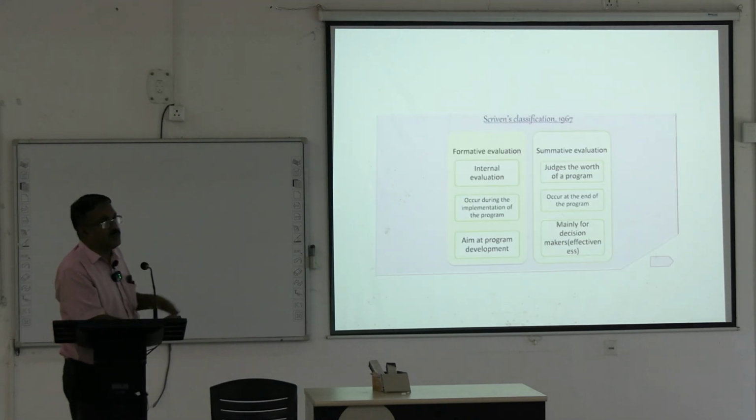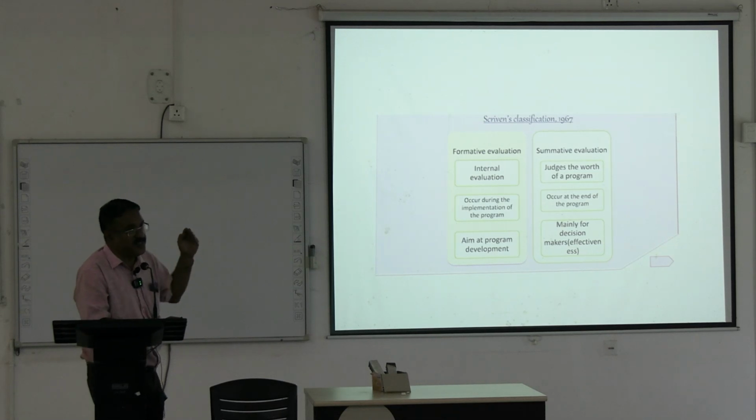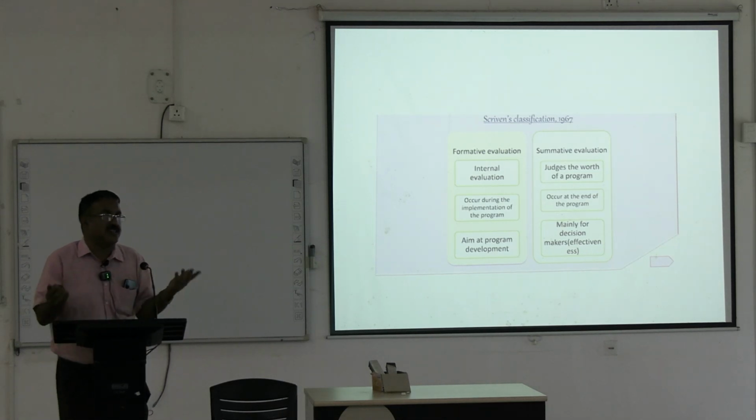Scriven's classification: we have two evaluations, formative evaluation and summative evaluation. Formative means internal evaluation that occurs during the implementation of the program, and it aims at program development. Summative is at the end of the program. It's mainly for decision makers and actually judges the worth of the program.